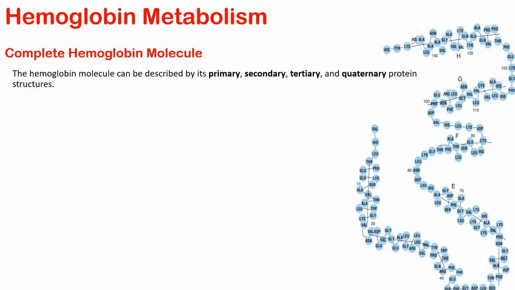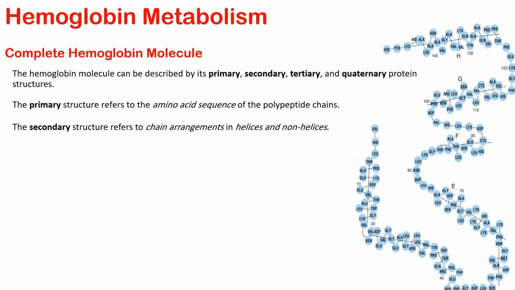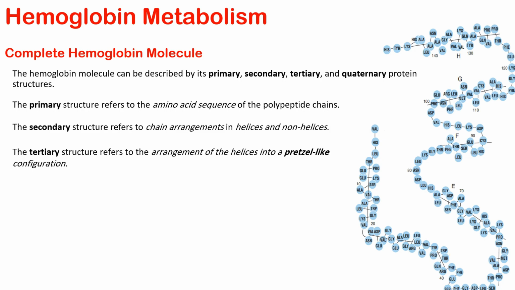The hemoglobin molecule can be described by its primary, secondary, tertiary, and quaternary protein structures. The primary structure refers to the amino acid sequence of the polypeptide chains. The secondary structure refers to chain arrangements in helices and non-helices. The tertiary structure refers to the arrangement of the helices into a pretzel-like configuration.